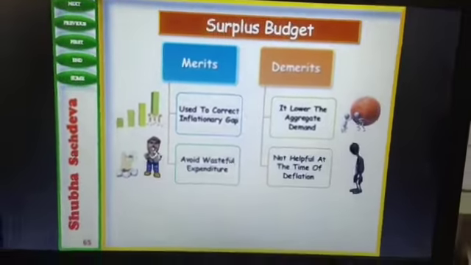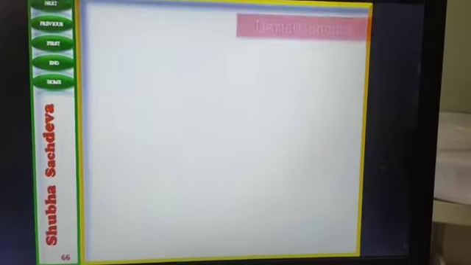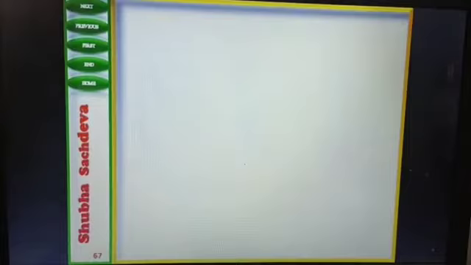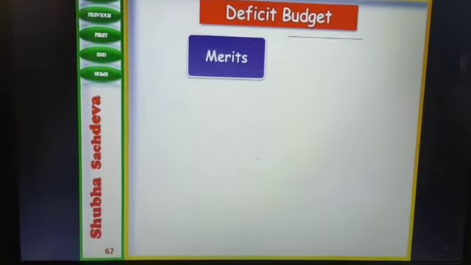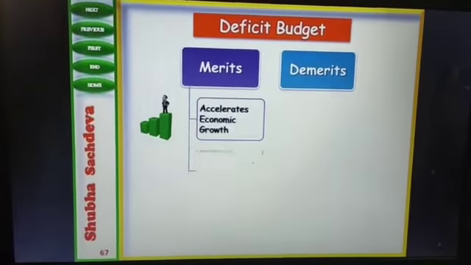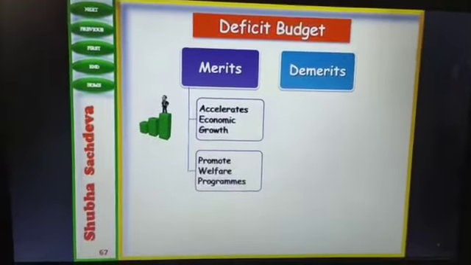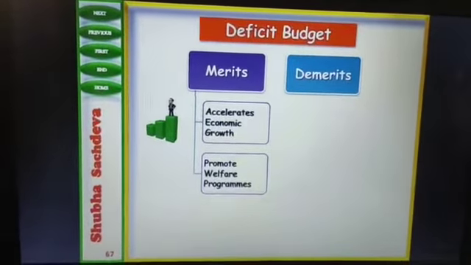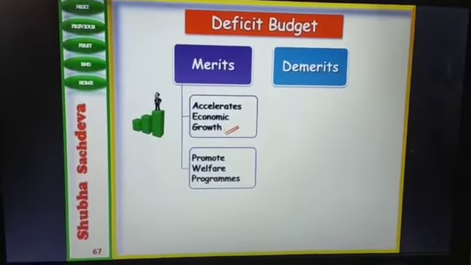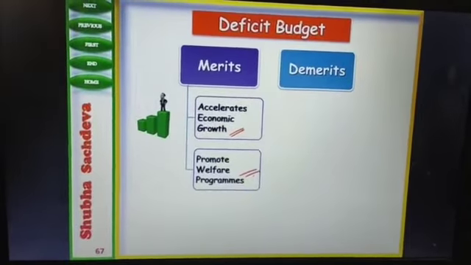And when we talk about deficit budget, it is when the government receipts are less than the government expenditure. There are so many merits and demerits of it. It accelerates economic growth. It promotes welfare programs. Merits are, it accelerates economic growth, meaning when government is doing more expenditure in the economy, definitely economic growth will be there because money supply will increase and government will spend more in the welfare programs.